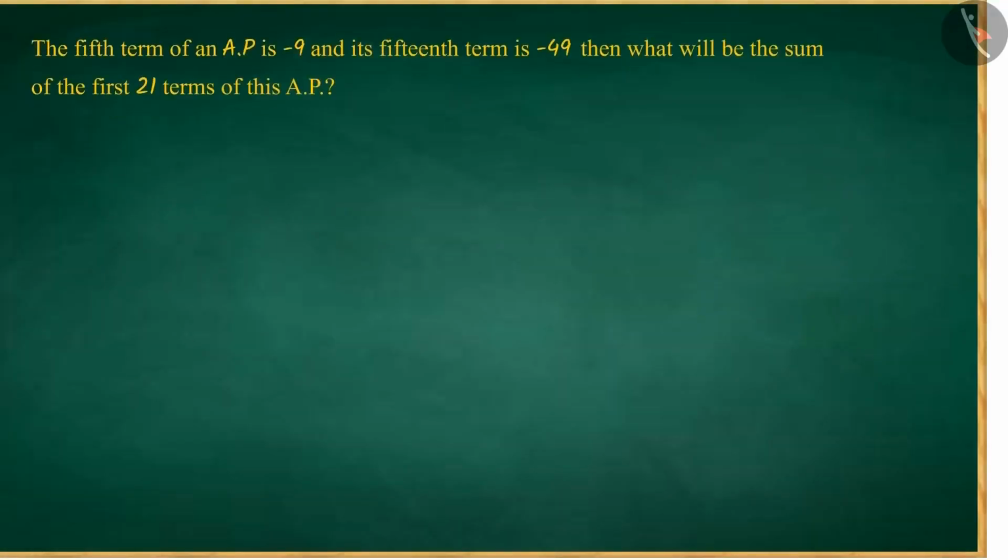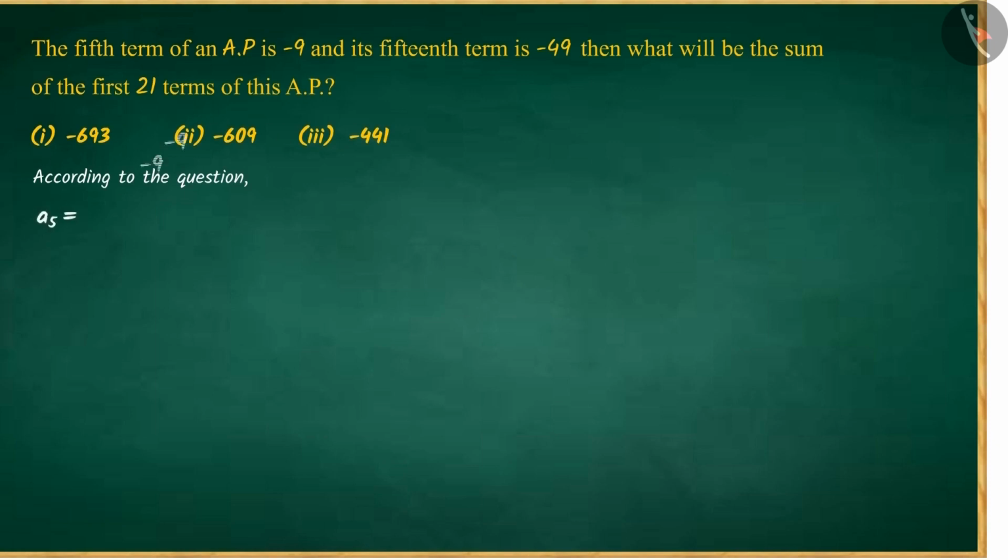The fifth term of an arithmetic progression is -9, and its 15th term is -49. Then what will be the sum of the first 21 terms of this arithmetic progression? Pause the video, solve the question, and match your answer. The fifth and the 15th terms of the arithmetic progression are given in the question, and we have to find the sum of the first 21 terms of this arithmetic progression. Can you tell what we have to do?